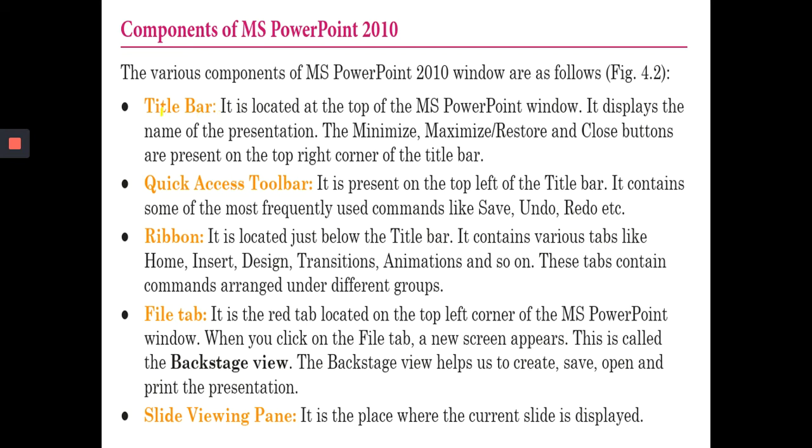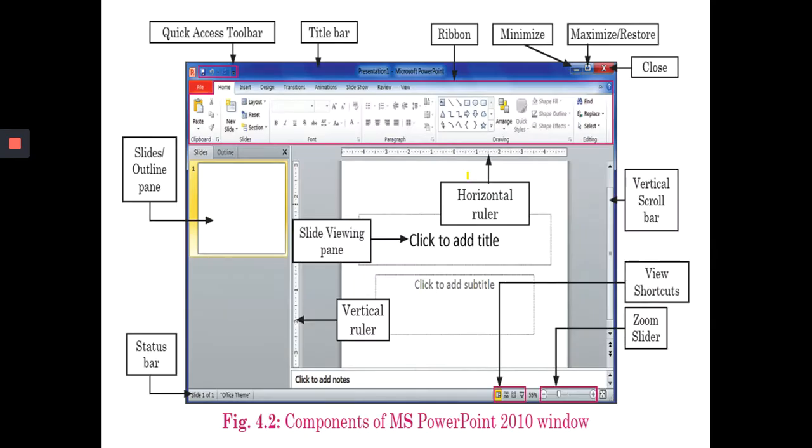The title bar is located at the top of the MS PowerPoint window and it displays the name of the presentation. এটা কি করে, টাইটেল বার কি করে, প্রেজেন্টেশন আর যে প্রজেক্টটা তুমি তৈরি করেছো, it displays the name of the presentation and also the minimize, maximize, restore, close buttons are present at the corner of the title bar. So look at the previous picture. See this area is title bar. Okay, আমি যে yellow color করলাম, this area is title bar.